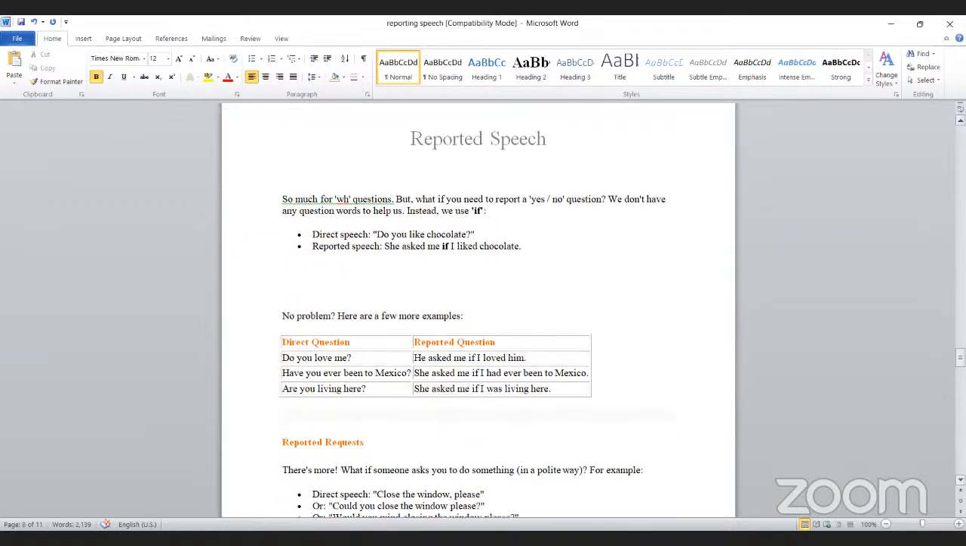In direct, no problem. There are a few more examples. Do you love me? He asked me if I loved him. All the things are in back shift. All the cases are in back shift, not in front shift, right?